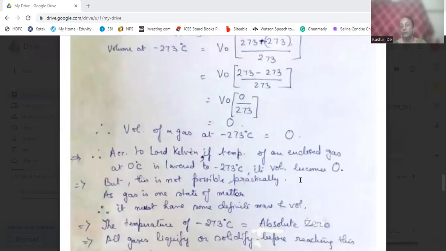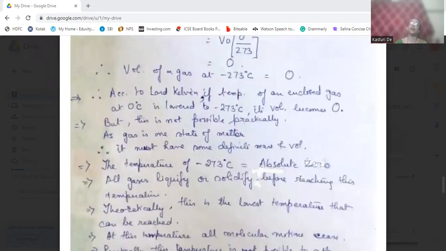According to Lord Kelvin, if temperature of an enclosed gas at 0 degrees centigrade is lowered to minus 273 degrees centigrade, the volume becomes 0. But practically, it is not possible. Theoretically, it can be represented and calculated that volume becomes 0. But practically, it is not possible, because as a gas is one state of matter, it must have some definite mass and volume. It cannot happen that the volume becomes 0.